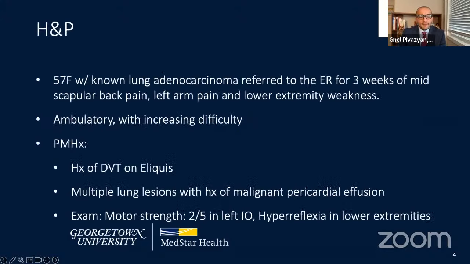So I'll present that. This is a 57-year-old female with known lung adenocarcinoma who was referred to the ER for 3 weeks of mid-scapular back pain, left arm pain, and lower extremity weakness. She was ambulatory at the time of presentation, but with increasing difficulty. Her past medical history was significant for DVT. She was on Eliquis. She had multiple lung lesions with prior history of malignant pericardial effusion. On exam, as far as her motor strength, she's 2 out of 5 in her left interosseous muscles, otherwise full strength. She is hyperreflexic throughout her lower extremities.